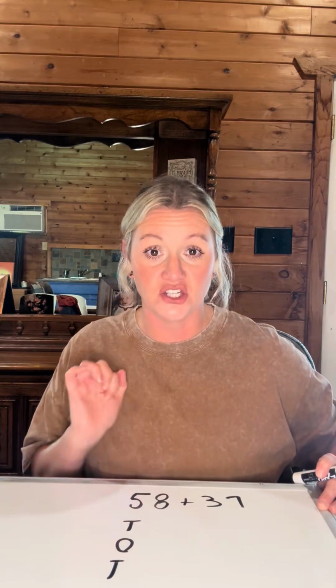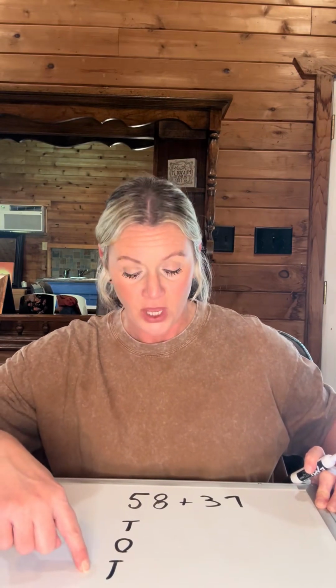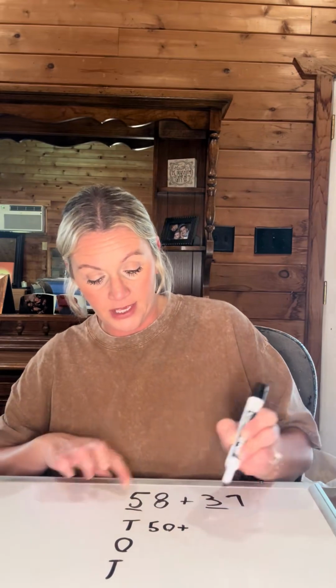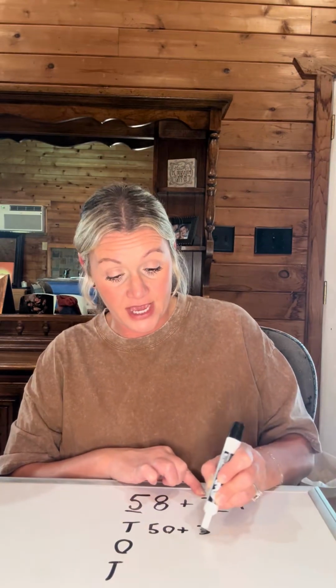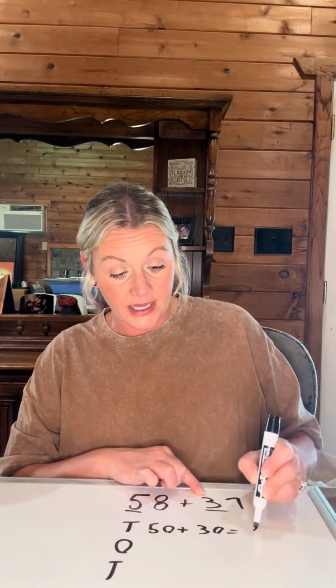And so what I taught my students to do is we wrote equations here. This T stands for tens, this one stands for ones, and this one stands for total. So what we would do is we would write our tens equation here. So the 5 has a value of 50, so we would say 50 plus the 3 has a value of 30, and we would get 80. Now, one way to talk to your students about this is if you know that 5 and 3 equals 8, then 50 plus 30 equals 80.